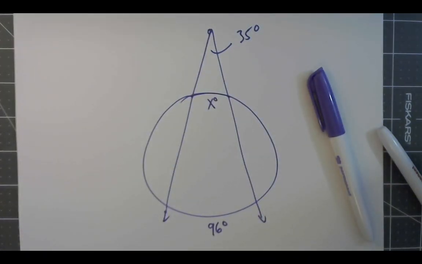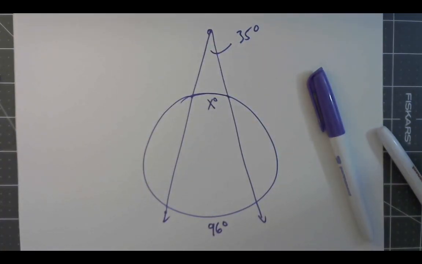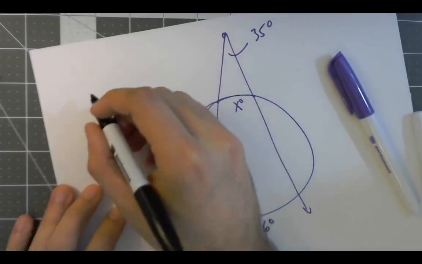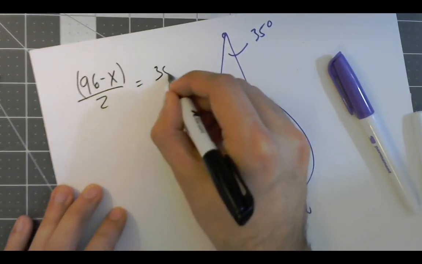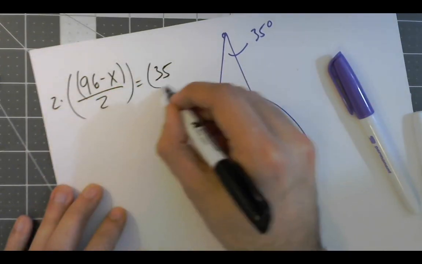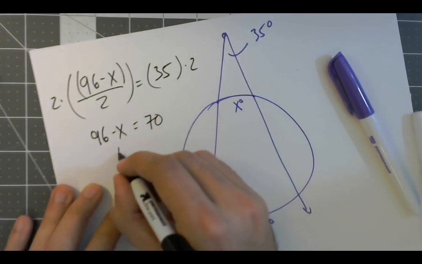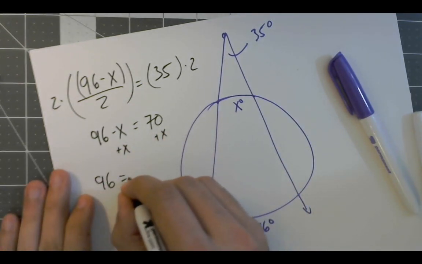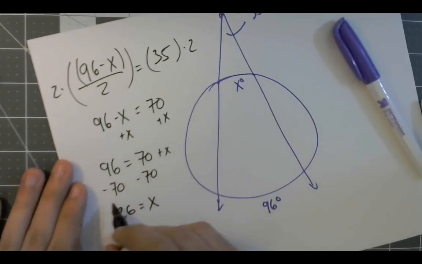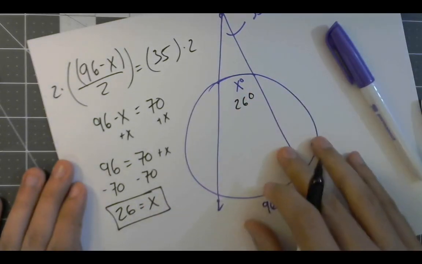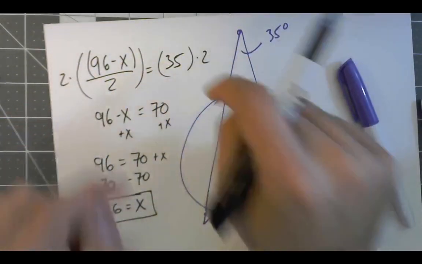I cannot, in this one, use this option. I don't have two tangents. I have two secants. Even if I had one secant, one tangent, I couldn't do that. I would have to still use our normal equation. So I'll multiply by 2 again. 96 minus x is 70. Add x, 96 equals 70 plus x, minus 70, minus 70. So x is 26 degrees. Same exact equation. I have my big angle, my small angle cut in half equals my outside angle.